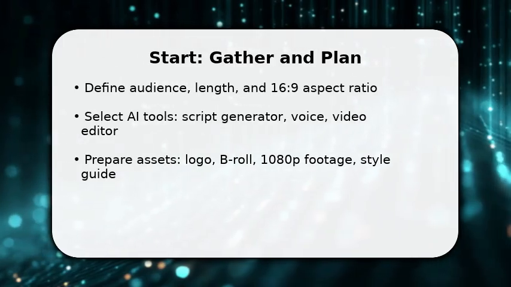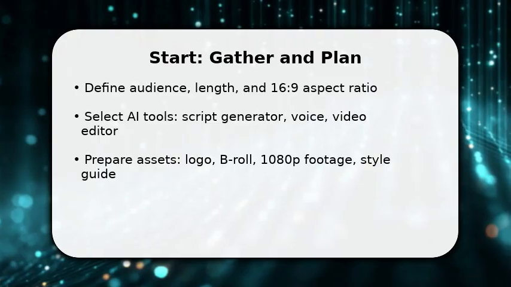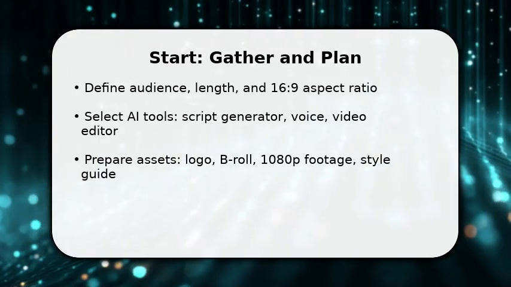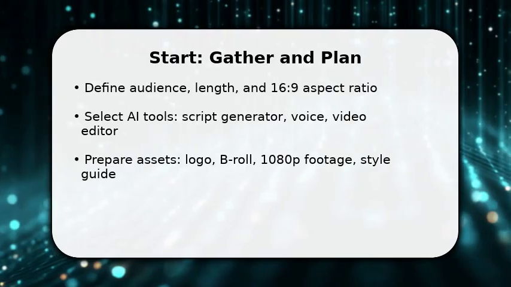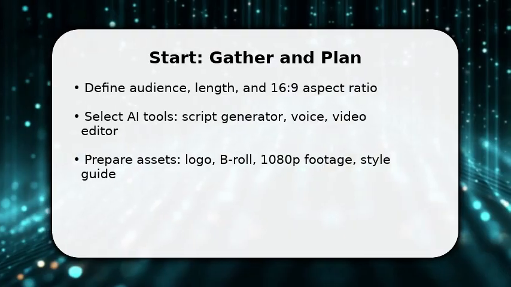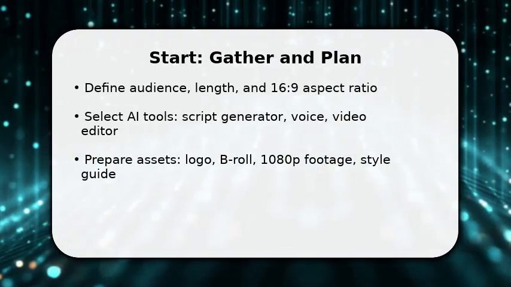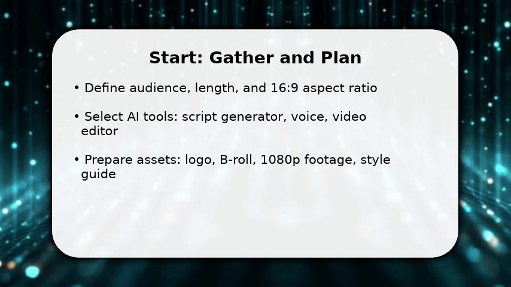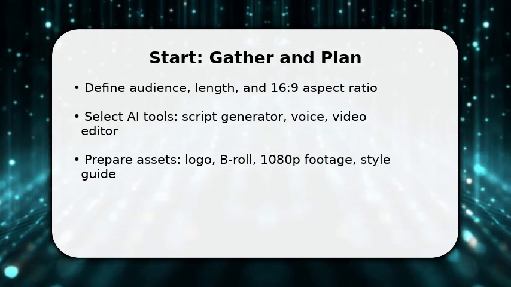Make sure to gather logos, B-roll, and any reference footage in 1080p or higher. Then draft a brief style guide, tone, pacing, color palette, because consistency saves hours later. Finally, create a simple content outline so your AI prompts stay focused and reproducible.